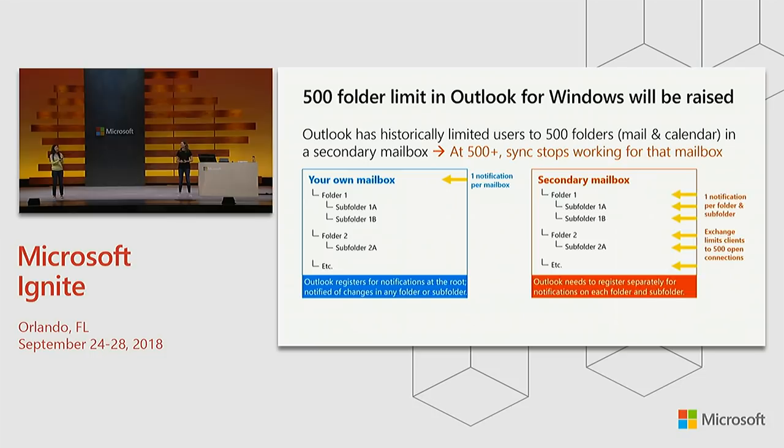For those mailboxes, Outlook has to register separately for notifications on each folder and subfolder, because we don't know for sure that you have permissions on every folder in that mailbox. And so what this leads to is basically an open connection at a one-per-folder level, and currently Exchange limits MAPI clients to 500 open connections at a time. So this is really why we run into that limit, and this has been this way in Outlook for some time. But I wanted to give you the good news that this is something that we're working to lift. We found a new way to be notified about changes on that secondary mailbox that doesn't run into the same limitation, and we're going to be rolling that out gradually as well.